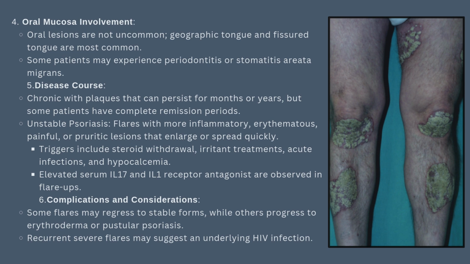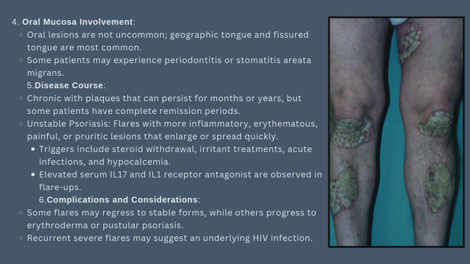5. Disease course: chronic with plaques that can persist for months or years, but some patients have complete remission periods. Unstable psoriasis flares with more inflammatory, erythematous, painful, or pruritic lesions that enlarge or spread quickly. Triggers include steroid withdrawal, irritant treatments, acute infections, and hypocalcemia. Elevated serum IL-17 and IL-1 receptor antagonist are observed in flare-ups.